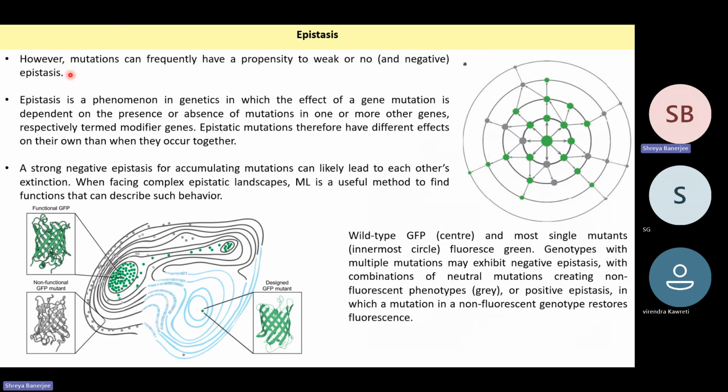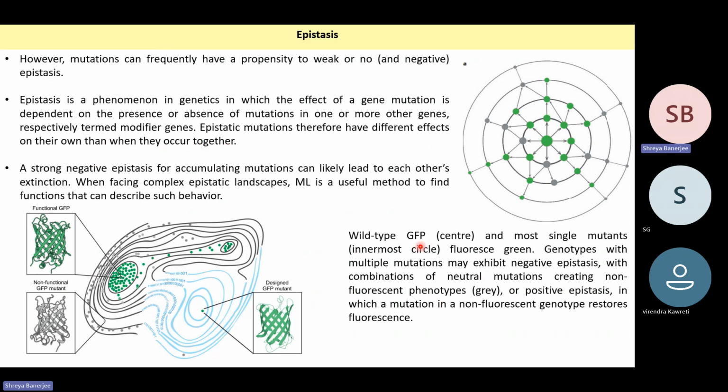One problem, however, is that mutations can have a propensity of epistasis. So what is this epistasis? Epistasis is a phenomenon in genetics in which the effect of a gene mutation is dependent on the presence or absence of mutations in one or more other genes, which are called modifier genes. So epistatic mutations have different effects on their own than when they occur together.